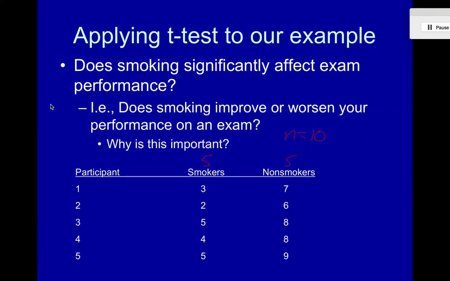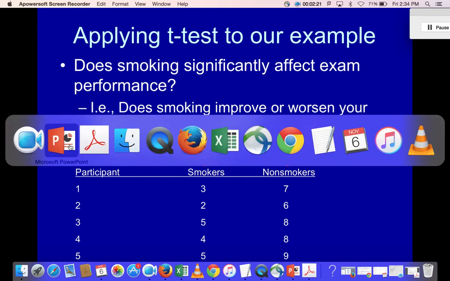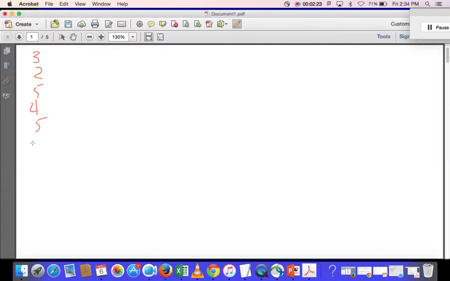So again, remember that we have our following values. Our values for the smokers group are 3, 2, 5, 4, and 5. Just to double check, I want to make sure that I have them for the right groups. So this is for my smoking group. And then for my non-smokers, I have values of 7, 6, 8, 8, and 9.